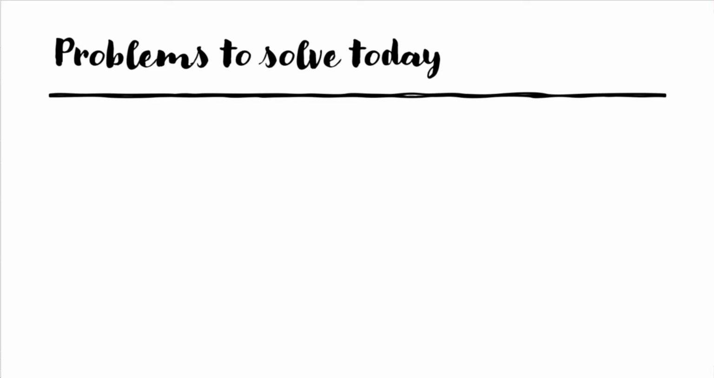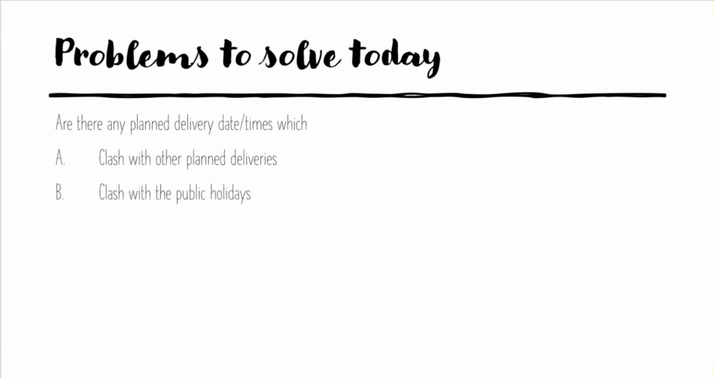The problems we need to solve today are if there are any planned delivery dates or times which clash with other planned deliveries, we need to know where they are and deconflict. If they clash with the public holidays, we also need to deconflict those. Or if these planned deliveries are outside of the delivery personnel's working hours, we need to deconflict those as well.